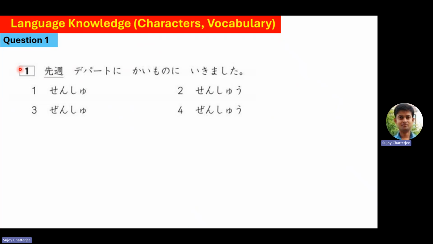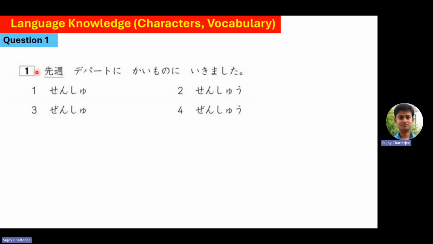So now let's move on to the first question of this. The earlier one was an example provided in the question paper. Now this is the actual question. So let's try to answer this. So what's written here? Some kanji, depato ni kaimono ni ikimashita. So very easy. If you look at it closely, we don't know what this is, right? Because that we have to find from these 4 options.